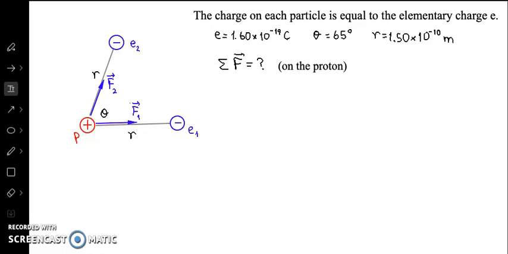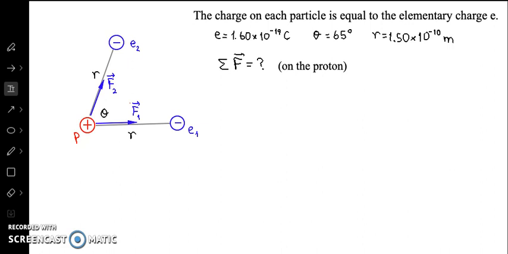We have an arrangement of 3 particles. We have a proton and 2 electrons as shown in the picture. We'd like to calculate the net force acting on the proton. So the proton is at the lower left corner. There's an electron to the right of the proton, and there's another electron on top with an angle.